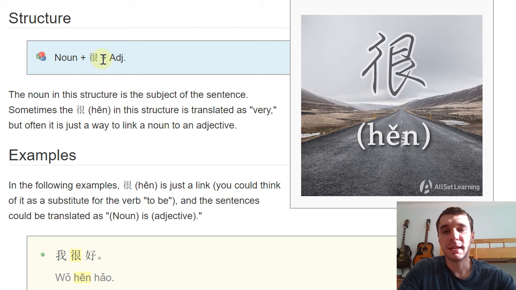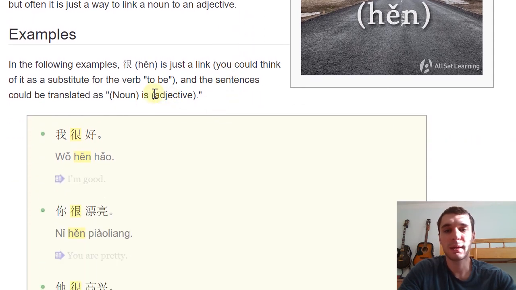Noun plus 很 plus adjective. The noun in this structure is the subject of the sentence. Sometimes the 很 in this structure is translated as very. So 很 we translate like very. But often it is just a way to link a noun to an adjective. So in the following examples, 很 is just a link.